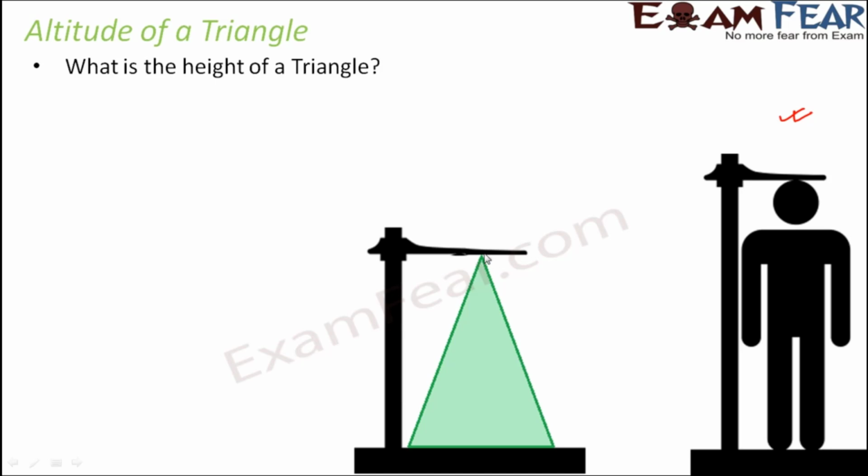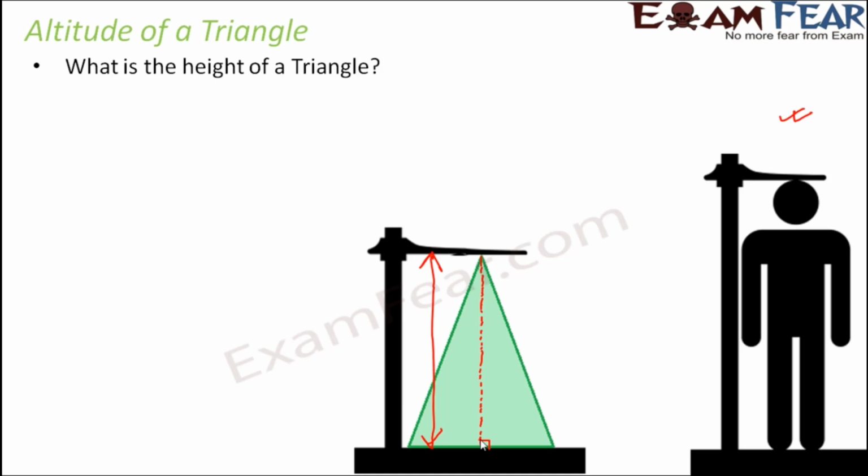When you look at this triangle, do you think that the length of any of the sides would be able to give the height? No. So what is the height of the triangle? When you measure the height of the triangle like this, this height defines the height of the triangle. And this height is determined by a line which is drawn perpendicular on a side of the triangle. Right? So this gives the height of a triangle.